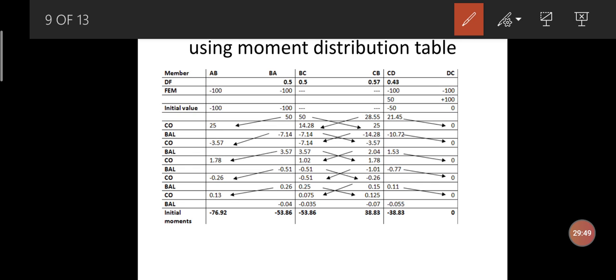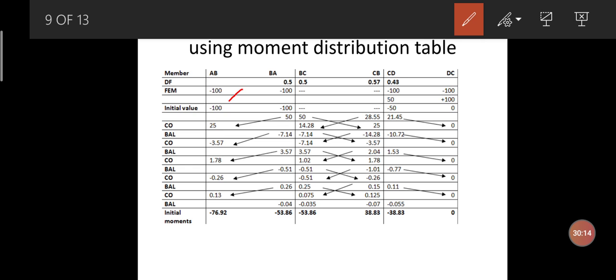moments. So I just assume the moment as minus 100. I can assume any value for the moments, I can even take it as minus 1 also. So I am assuming the value here as minus 100. So the initial value will be equal to minus 100, only for the columns AB, BA, CD and DC.